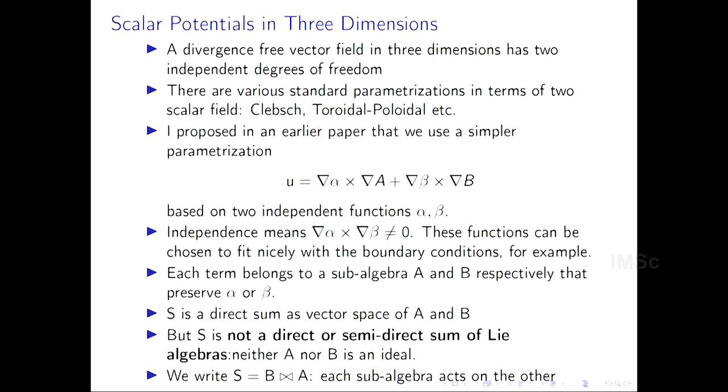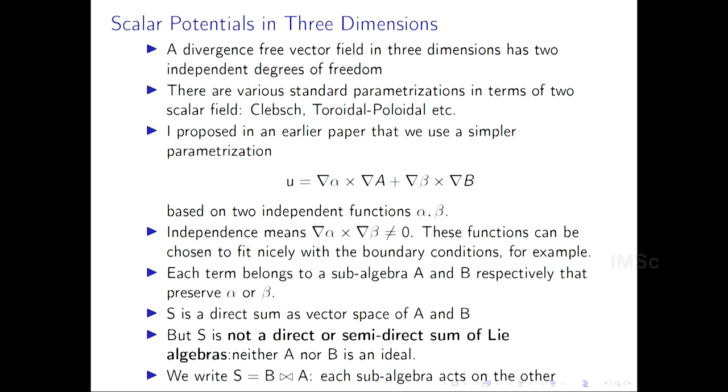For example, if you look at the Poincare Lie algebra, the Lorentz algebra is a subalgebra. Translations are a subalgebra. But translations are, in addition to being a subalgebra, also an ideal, meaning that even a rotation acting on a translation gives you a translation. So such a structure does not exist here. So this S is not a direct sum. In the mathematical literature, this is denoted by this bow tie symbol. B and A act on each other. This is called a matched pair of Lie algebras.